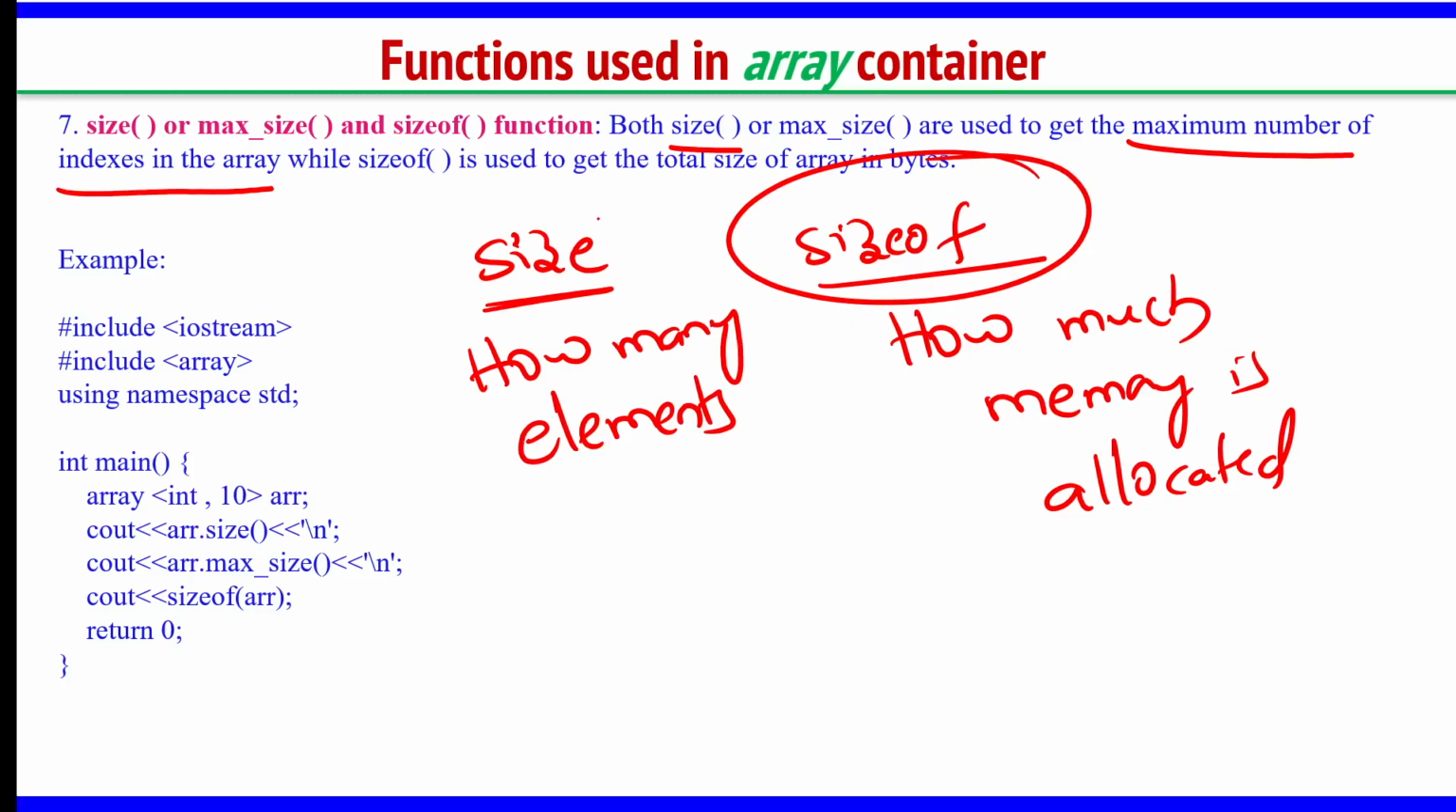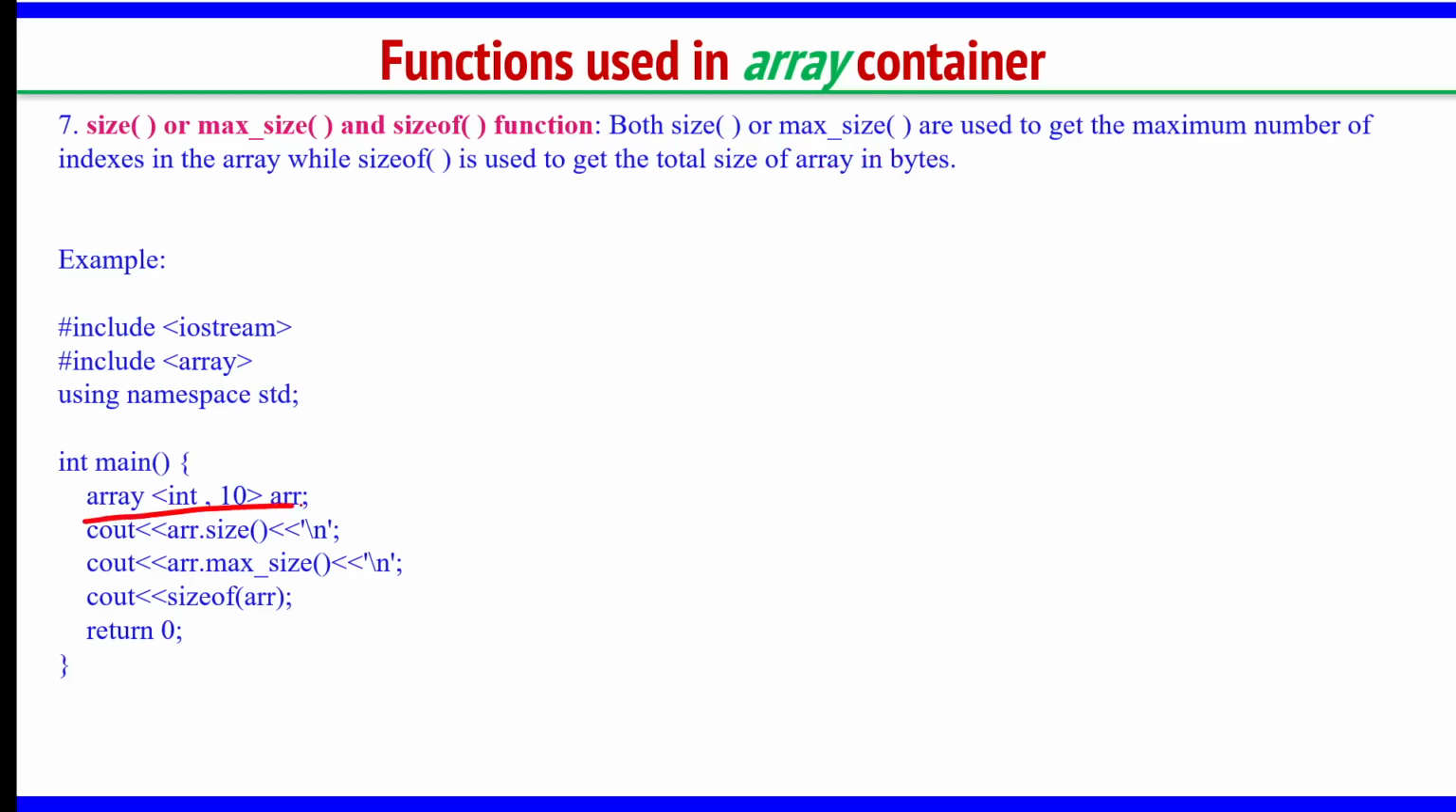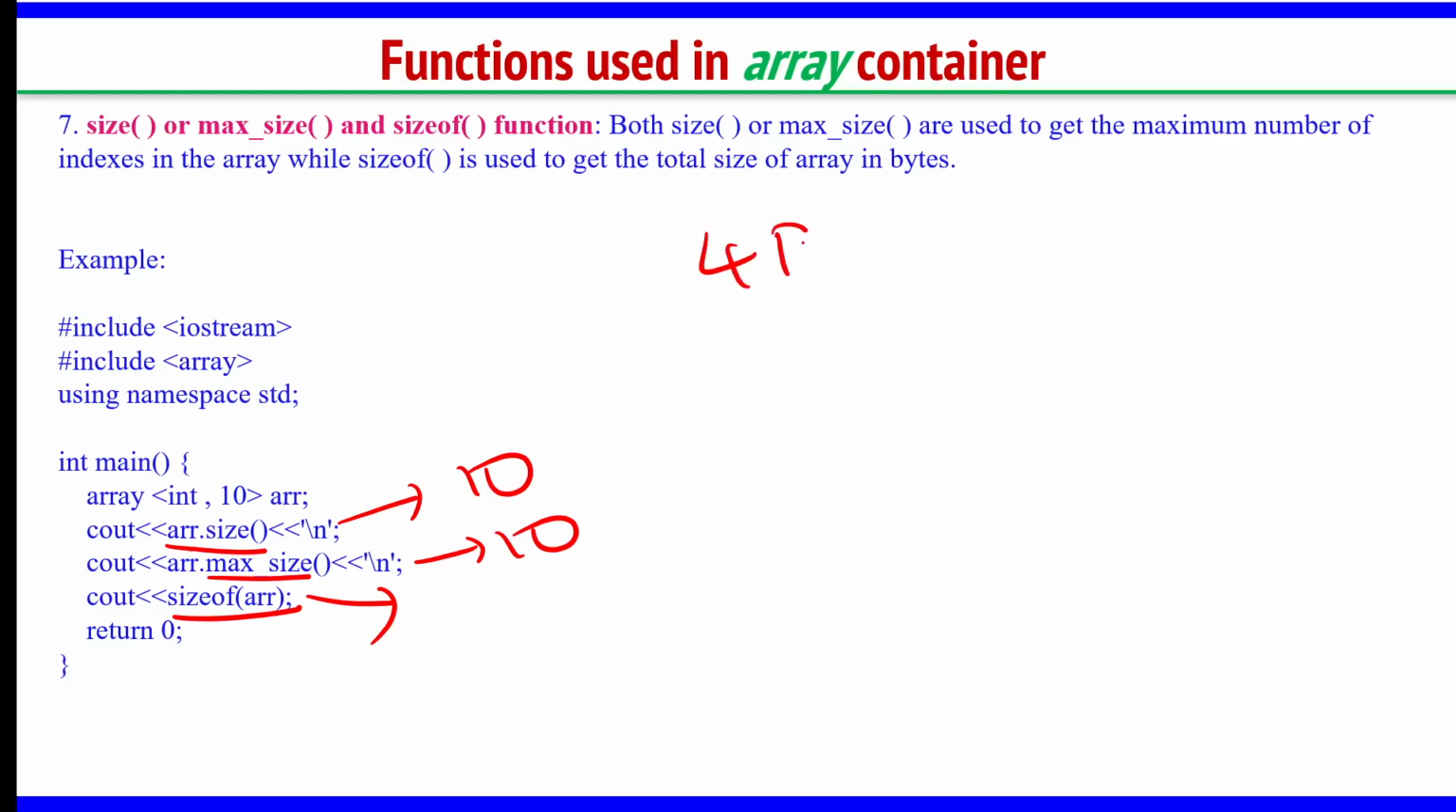So, there are two functions here, size and size of. Size is used to get the maximum number of indexes in the array, whereas size of will tell the total size of the array in bytes. In this example, I have created an array with size 10, array int 10 comma arr. When I say arr dot size, it will give me 10. Size or max underscore size are both the same, so this will also give me 10. Then size of arr will give, if I assume the size of an integer is 4 bytes, 40 bytes as the answer.